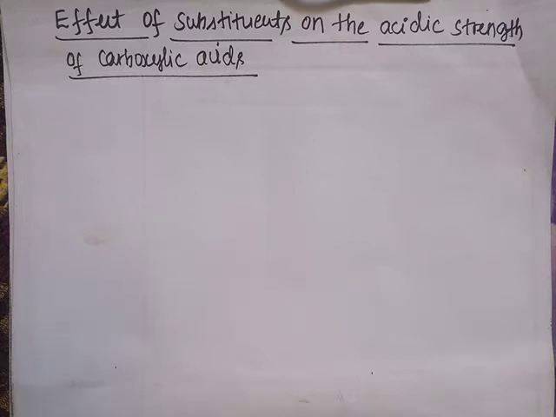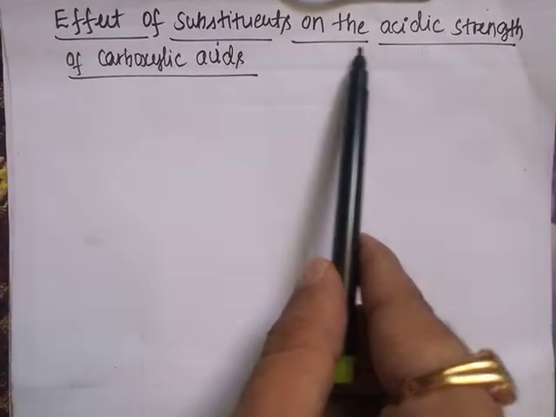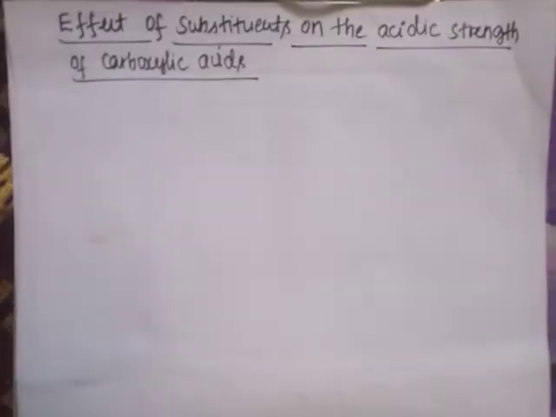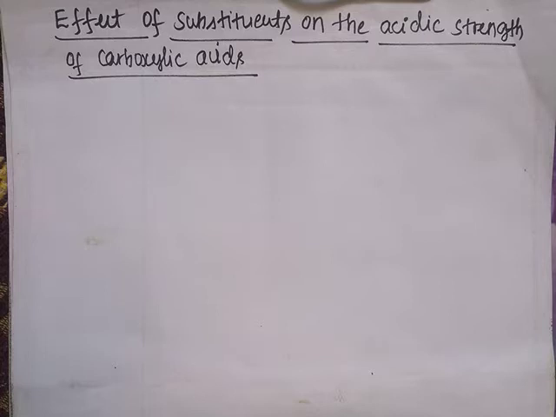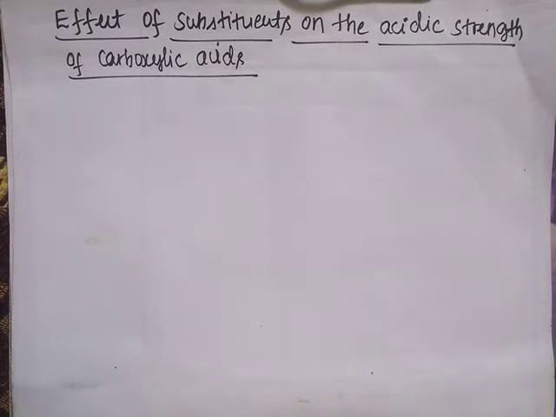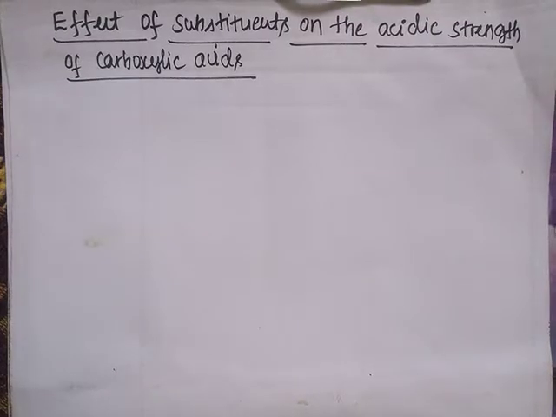Hello dear students. So let us discuss the effect of substituents on the acidic strength of carboxylic acids. The acidic strength of carboxylic acids is based on the nature of the substituent present. There are two factors which affect the acidic strength of carboxylic acids.